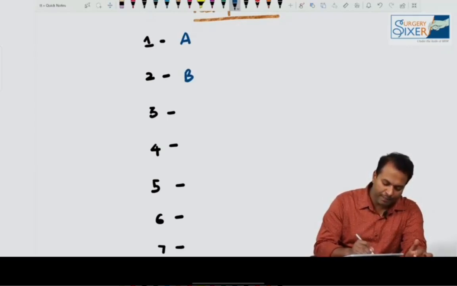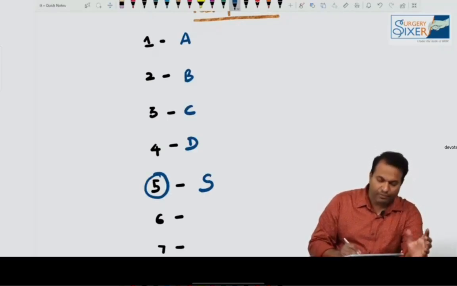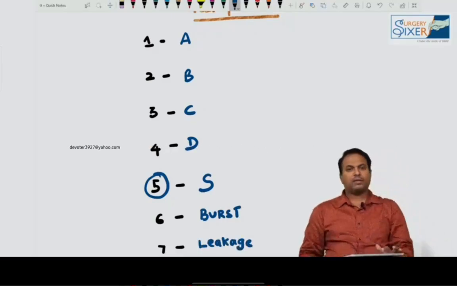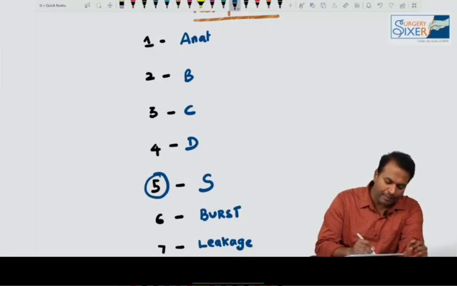So A, B, C, D, and 5 looks like an S. 6, if you hit, you will burst with happiness. 7, you will go to heaven because there is a leakage. So now let me tell you what they are. A for atelectasis.